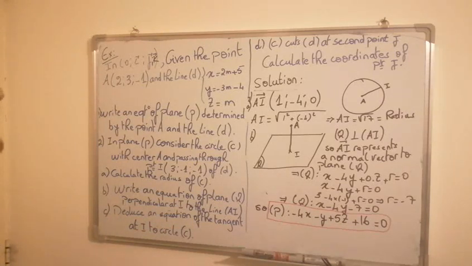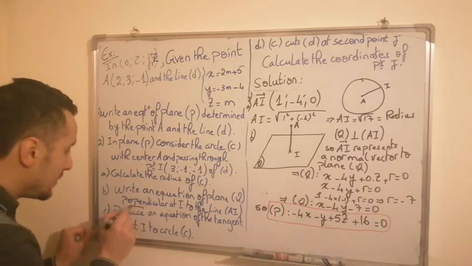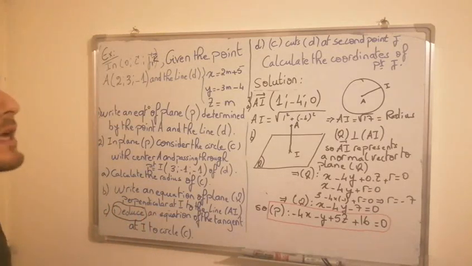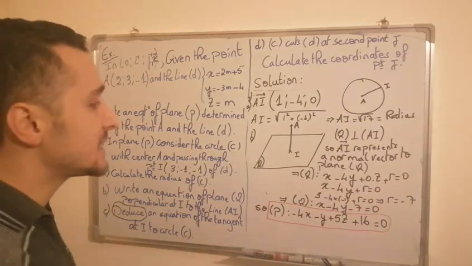Part C, deduce an equation of the tangent at I to the circle C.